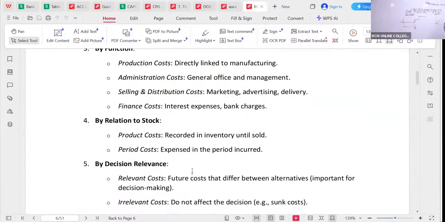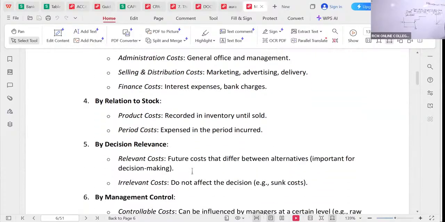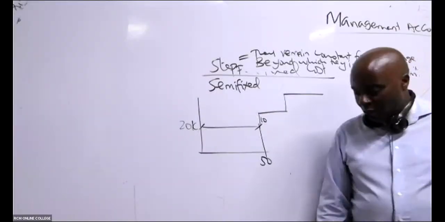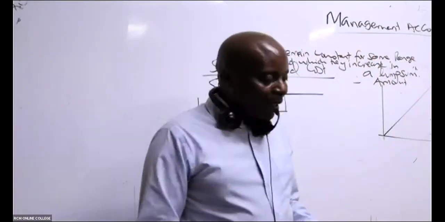By decision relevance, we have those costs that are relevant and others are what here? Irrelevant. So relevant costs are costs that are futuristic in nature. Future costs that differ between alternatives, important for decision making. And then irrelevant costs, which are also known as sunk costs. Sunk costs, in this case here, they don't affect what here? Decisions.